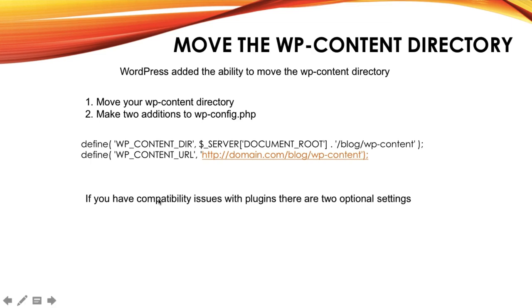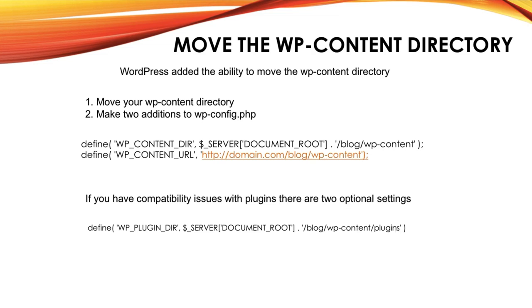So what if you have some compatibility issues with plugins? There are 2 optional settings. Sometimes some plugins create issues when you are changing the content directory or content URL. So what you can do is define WP_PLUGIN_DIR and define these 2 things again. Here you need to tell the plugin where it can find the WP plugin dir. It's a constant. Then again just put the server document root and that folder, wp-content/plugins. So this extra line tells the plugins you are going to install, or those which are going to conflict with your server not finding the plugin folder, where exactly the plugins folder is located inside wp-content. Then you can define WP_PLUGIN_URL, and just like what you have done for your WP content, you need to do the same for WP plugin URL.